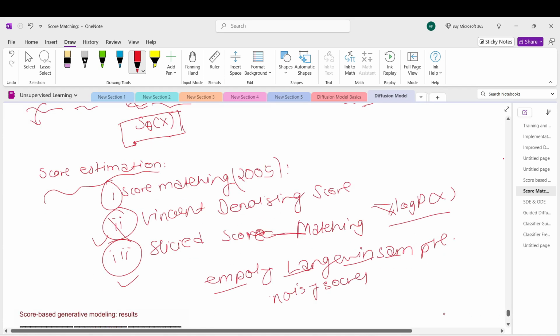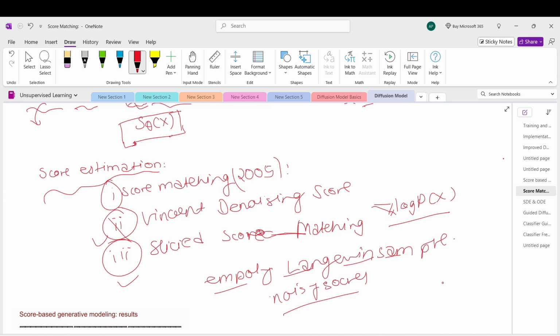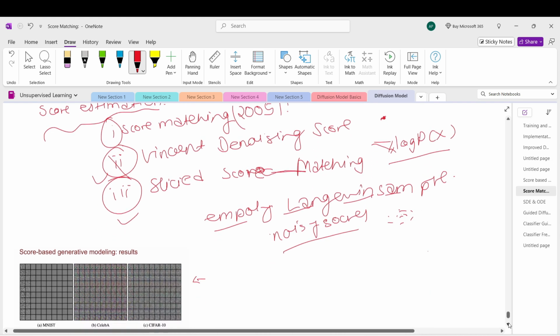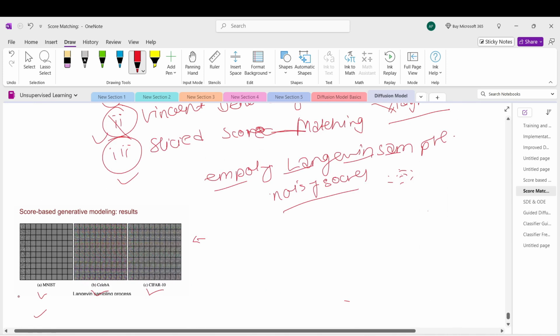So if you apply Langevin sampling and follow the noisy score, you will put the probability mass in the regions where the actual data lies, rather than all data points overlapping at one particular point. So first of all, we approximate this score and employ Langevin sampling, and if you just apply this, you will get a result like this.